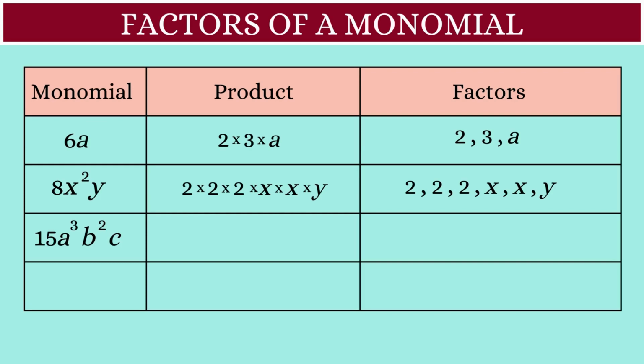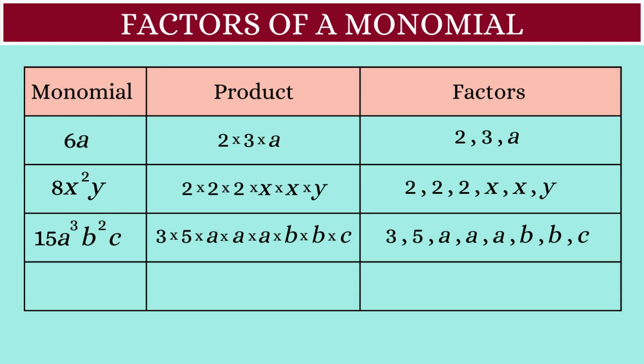15a cube b square c. Here the coefficient 15 can be written as 3 into 5. A cube is a multiplied 3 times. B square is b multiplied 2 times. We also have a single c. This means the factors are 3, 5, a, a, a, b, b and c.